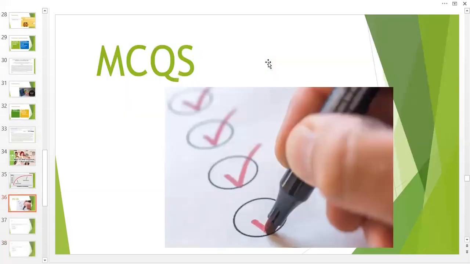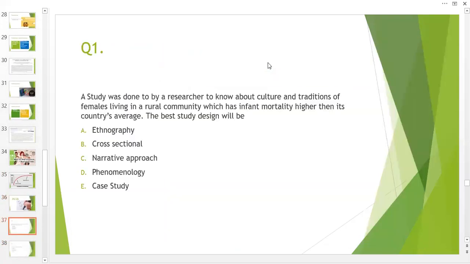Now it's the time for the MCQs. A study was done by the researcher to know about the culture and traditions of females living in a rural community, which has an infant mortality rate higher than the country's average. The best study design will be A. Yes, the correct answer is ethnography.